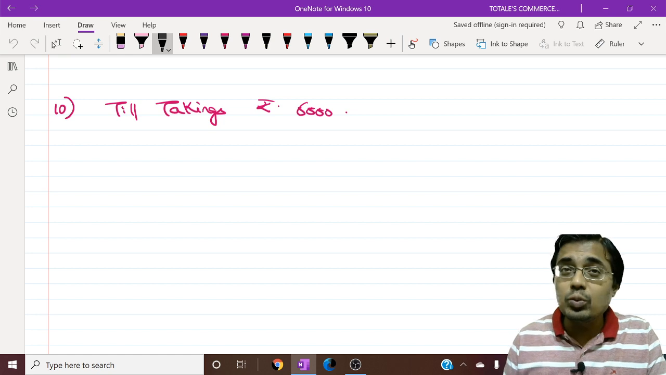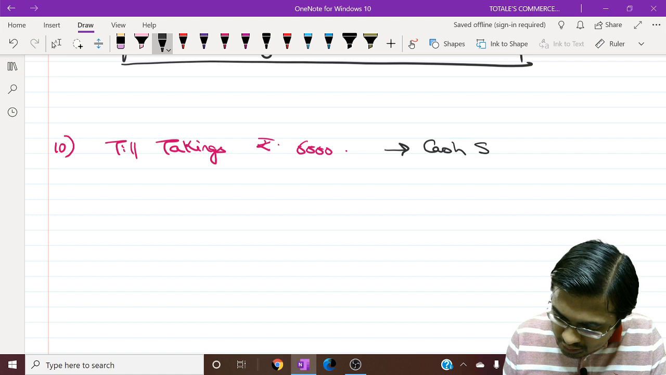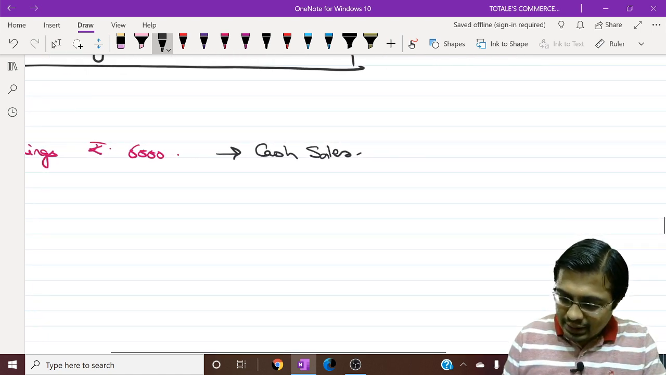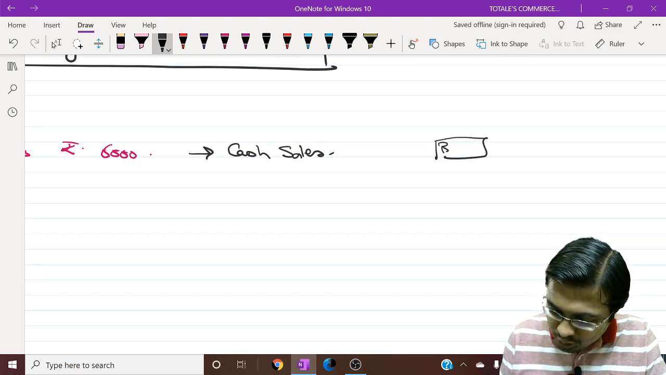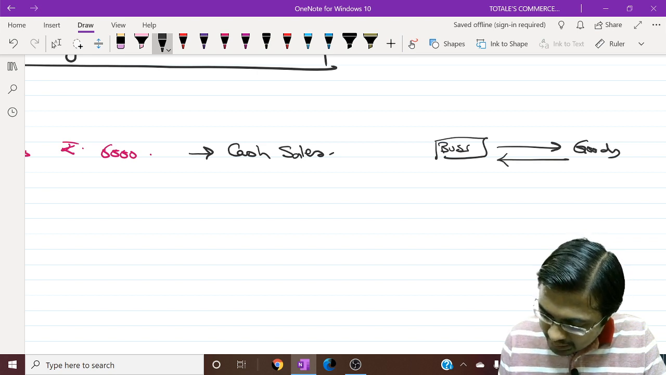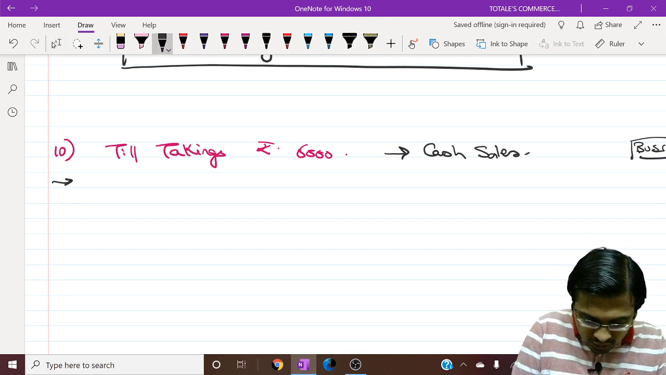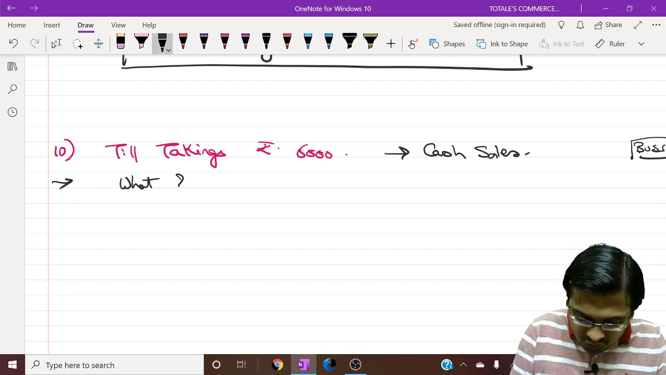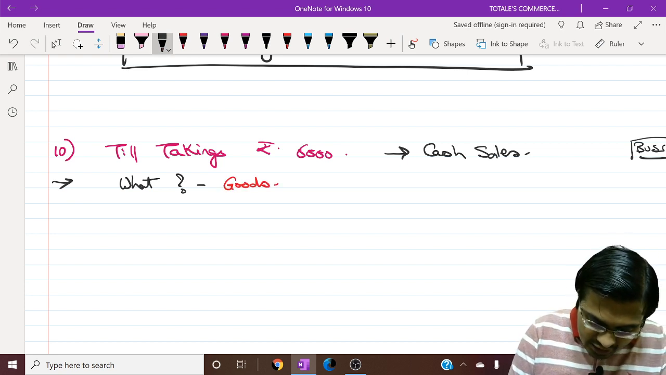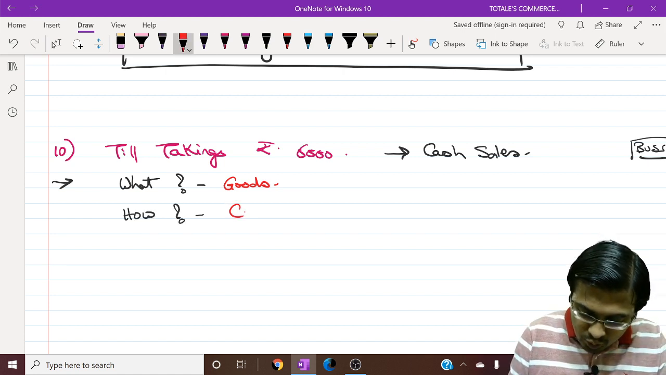Now the big question arises, what is till takings, right? By till takings we mean cash sales, that is goods sold for cash. Cash sales in simple words is goods sold for cash. So the business is selling goods and it is receiving cash immediately, right? So let's start solving. What did we sell? We sold goods. How did we sell it? Till takings mean cash sales. So we sold it for cash.